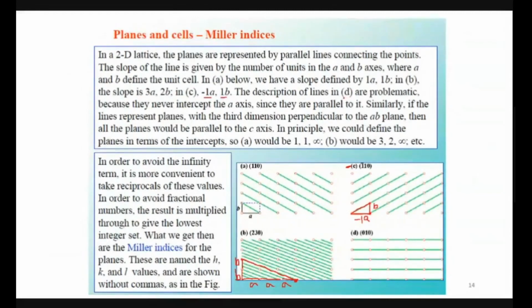And in terms of D, the description of the lines in D is a little problematic because they never intercept the A axis. Since they are parallel to it, there is no interception. Similarly, if the lines represent planes with the third dimension perpendicular to the AB plane, that means a plane behind this, then all planes will be parallel to the C axis. In principle, we could define the planes in terms of intercepts. So for A, it would be 1 comma 1 comma infinity, and for B, it would be 3 comma 2 comma infinity.